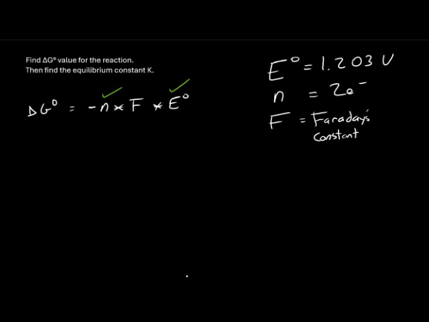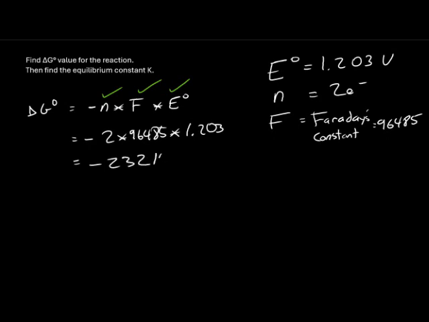Faraday's constant is always the same number. It is 96,485. We'll place this in the F slot in our delta G standard equation and now place all of the numbers in their positions. 2 times 96485 times 1.203 volts. We'll multiply all of them together to get the delta G standard. If we multiply these numbers together, we'll end up with negative 232,143 joules. This will be our delta G standard for the reaction above.